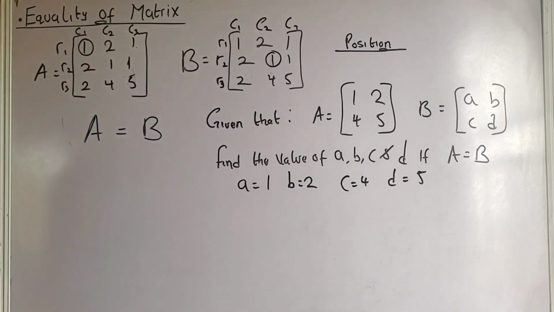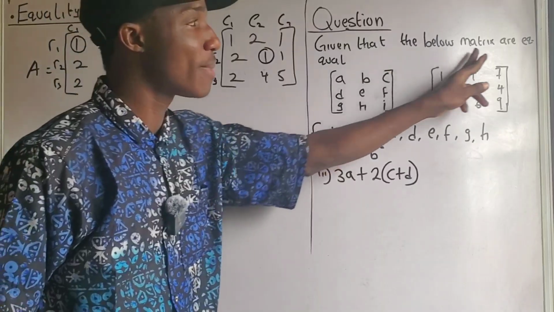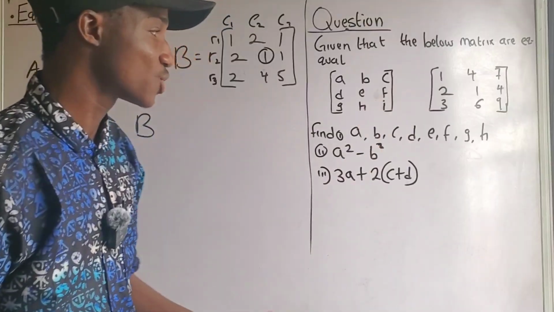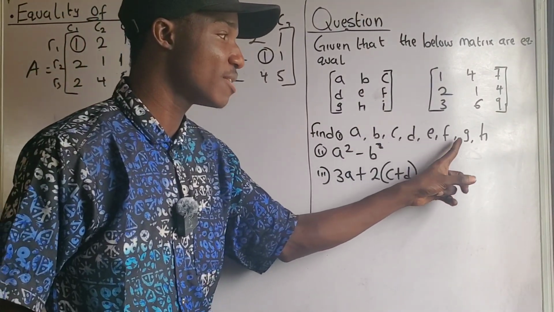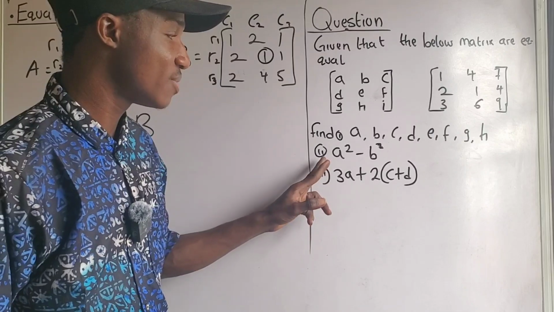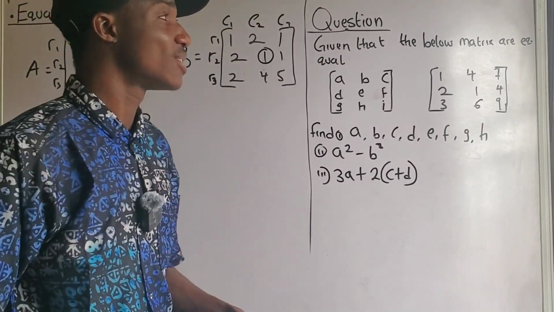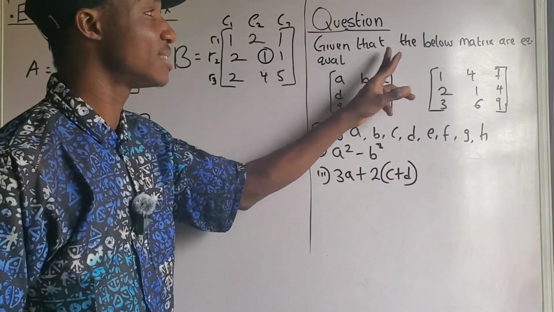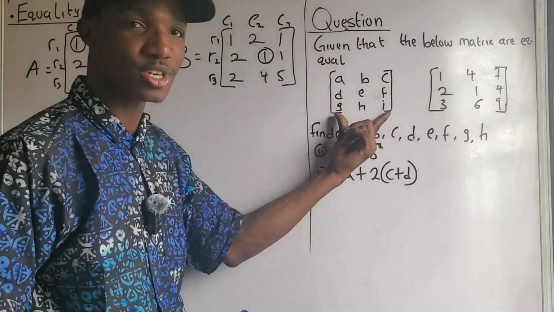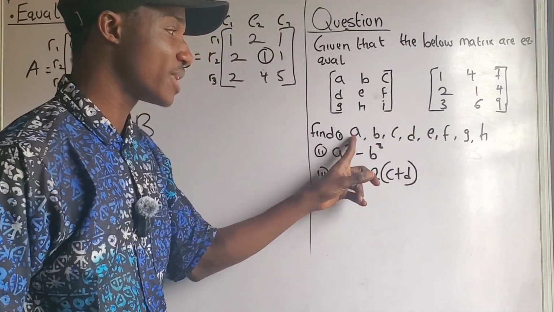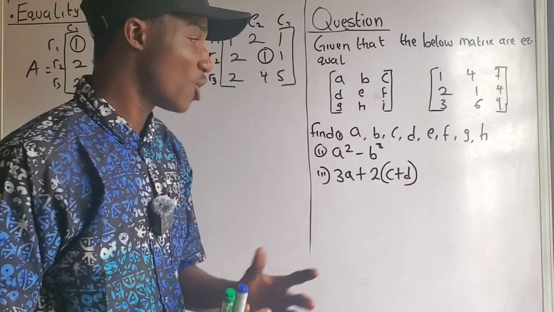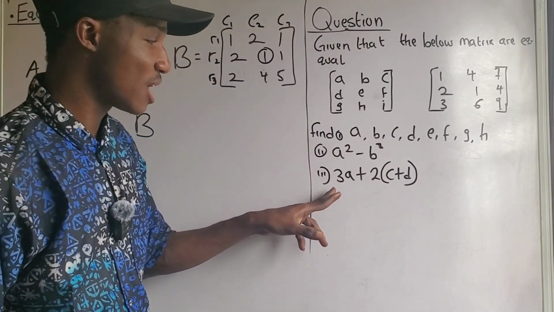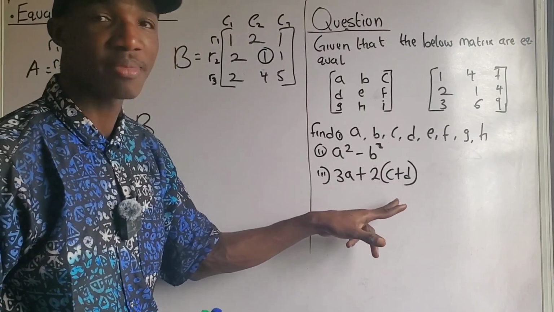I want you to practice this. Given that the below matrices are equal, that is, this matrix is equal to this matrix, we are asked to find the value of A, B, C, D, E, F, G, and H. Okay, let's consider the equation that we have on the board on equality of a matrix. Also, we are asked to calculate A squared minus B squared. And the third question, we are asked to find 3A plus 2 multiplied by C plus D.